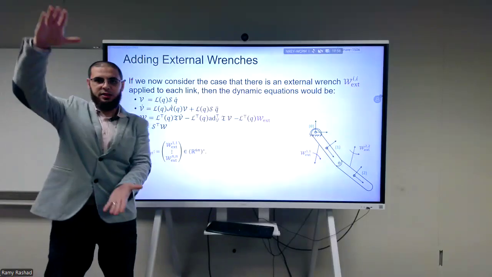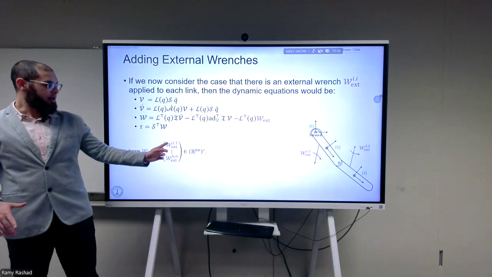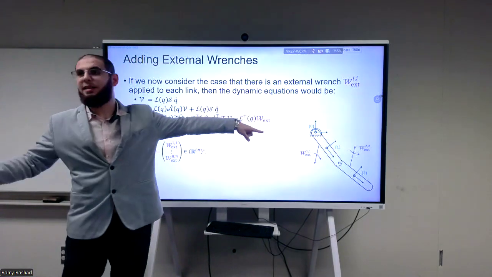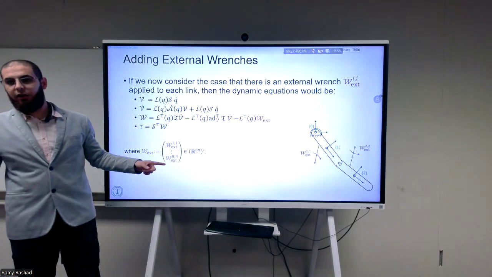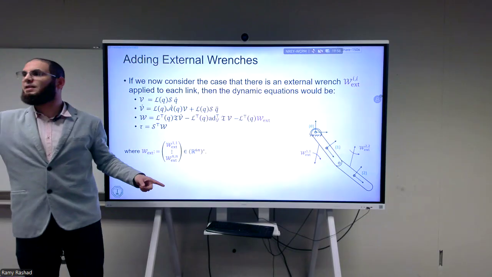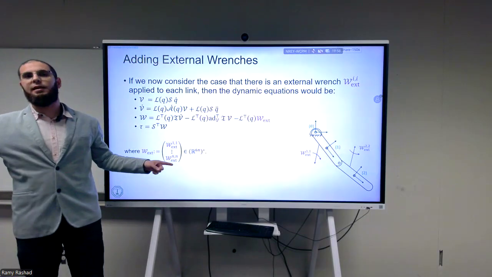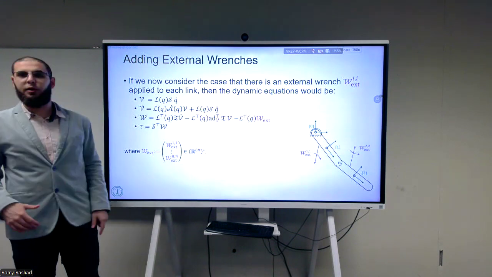Where this wrenches external is also a stacked, very big vector that will have the wrench external applied at the first link expressed in the first link's frame, the second wrench, the wrench external applied on the second link expressed in the second link's frame, up to the wrench applied on the nth link expressed in the nth link's frame. So this is the piece of information that was missing.